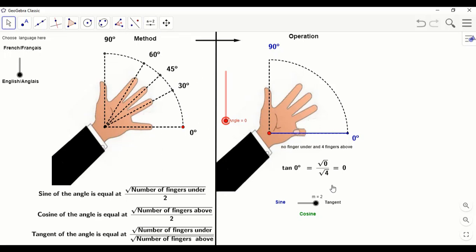So that is all I have to show us in this applet, which I designed using the Geogebra Classic software.